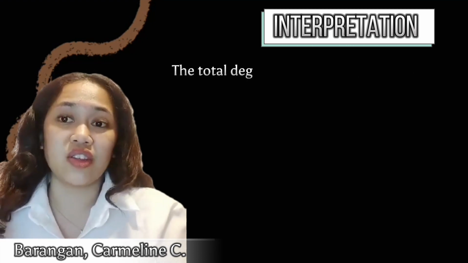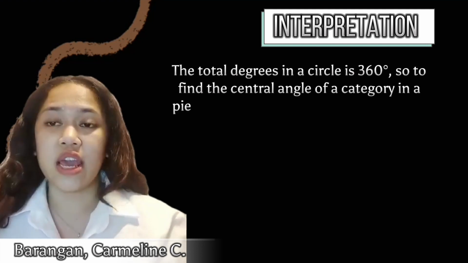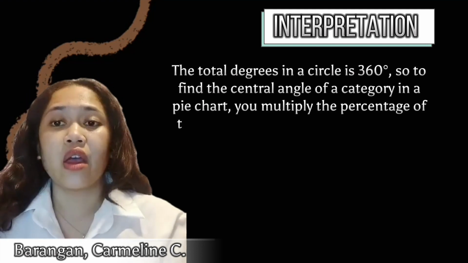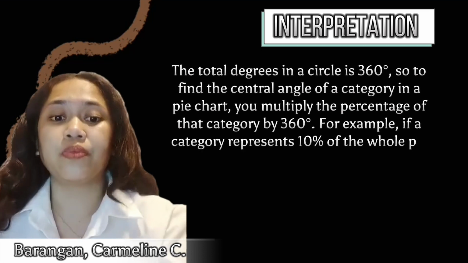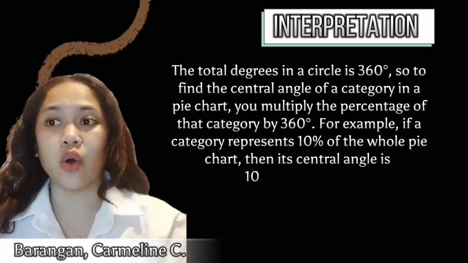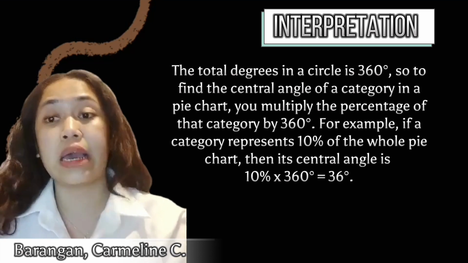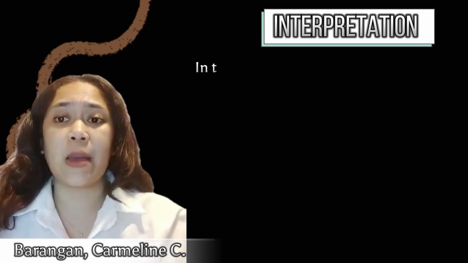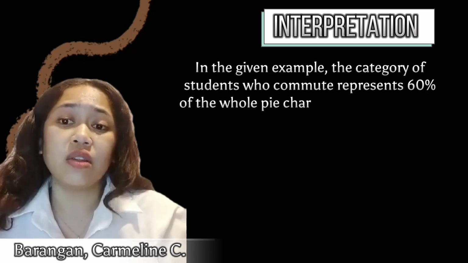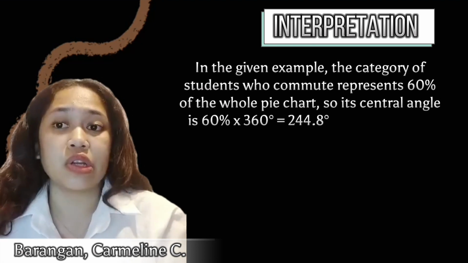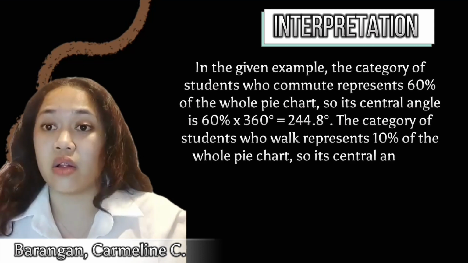The total degrees in a circle is 360, so to find the central angle of each category in the pie chart given the percentage of each category, we use 360 degrees. For example, if a category represents 10% of the whole pie chart, then its central angle is 10% times 360 degrees, which equals 36 degrees. In the given example, the category of students who commute represents 68% of the whole pie chart, so its central angle is 68% times 360 degrees, which equals 244.8 degrees.